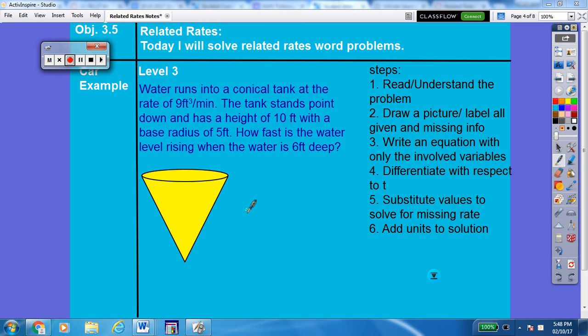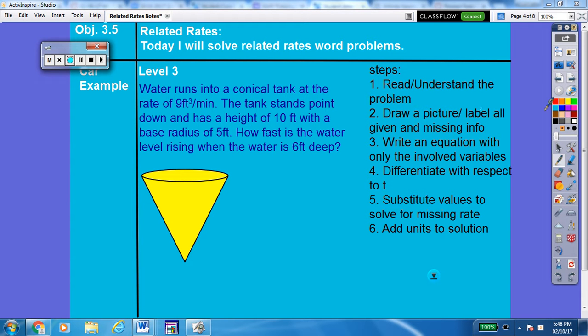Okay, in this next example, this is definitely a level 3 example. This example is actually going to require us to use a secondary equation, and I'll show you that in just a second. Water runs into a conical tank at a rate of 9 feet cubed per minute. The tank stands point down and has a height of 10 feet with a base radius of 5. How fast is the water level rising when the water is 6 feet deep?